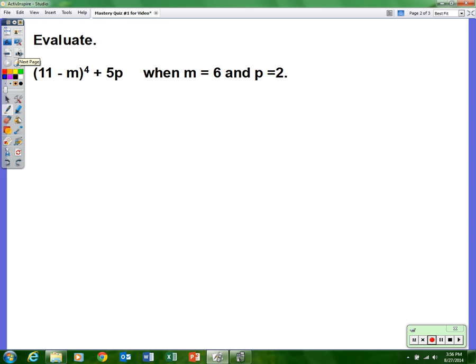Okay, the second part is to evaluate this expression. So the first thing we're going to do is replace the variables with the numbers. So let's rewrite it. So we've got 11 minus 6, to the 4th power, plus 5. Now 5p, remember, means 5 times p. There's 2 ways you could write this. You could go 5 and then the dot and then the 2, but most math teachers would prefer to use parentheses because it's multiplication. We do not use the times sign. Use parentheses, put it around it.